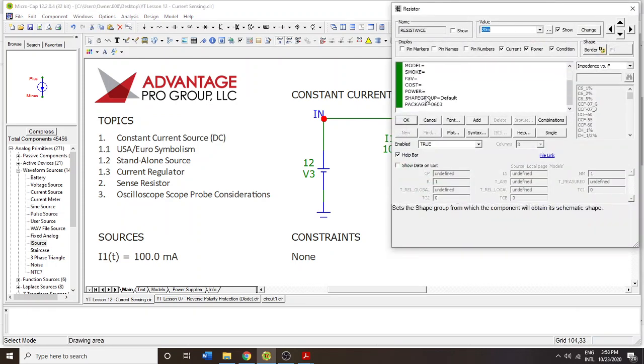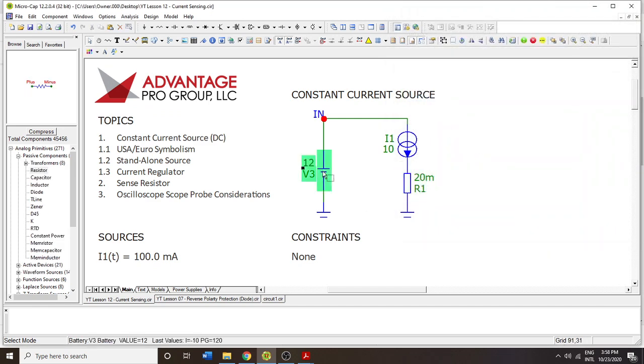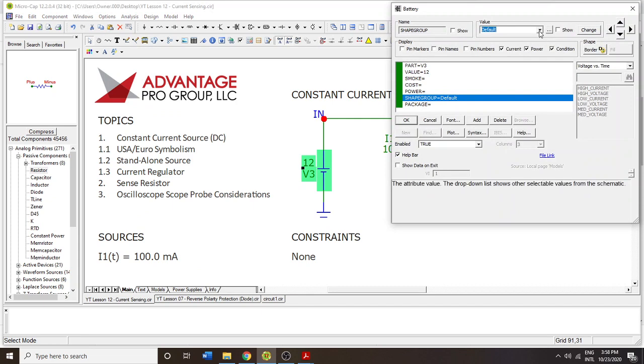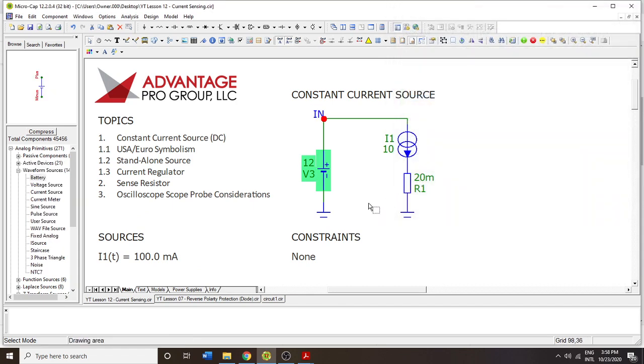Go into the resistor, same thing. Change the shape group, Euro. It's very boxy looking. Go into shape group for the voltage supply. It sort of gets emboldened, and then there's a plus or minus associated with it.